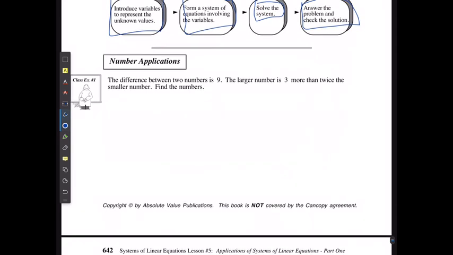So for the first one, we're dealing with number applications. It says the difference between two numbers is 9. The larger number is 3 more than twice the smaller number. Find the numbers. Well, the first thing I need to do is state what I'm trying to find. So in this case, I'm going to use L and state that it represents the larger number. And I'm going to use S and state that it represents the smaller number.